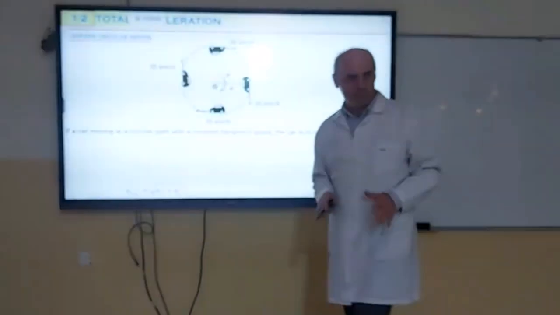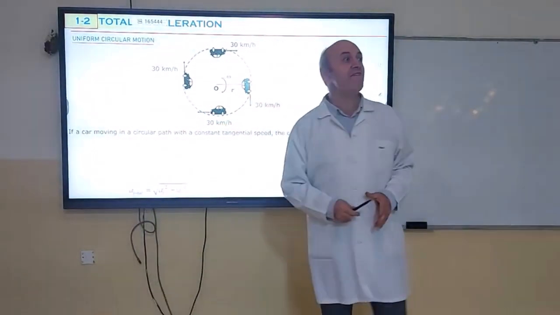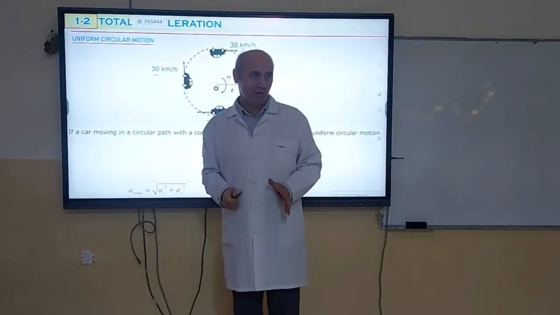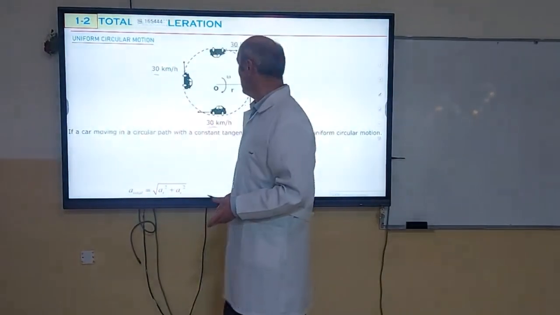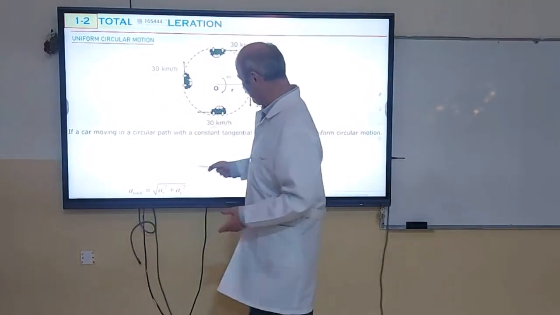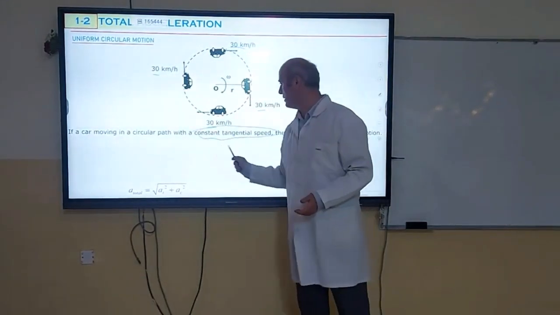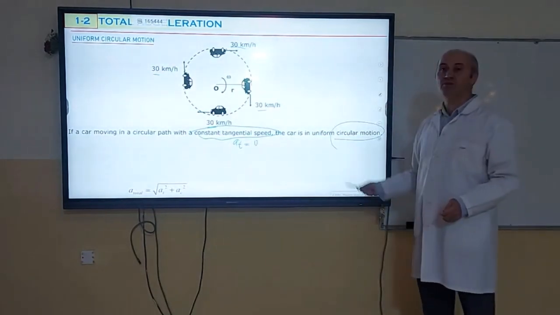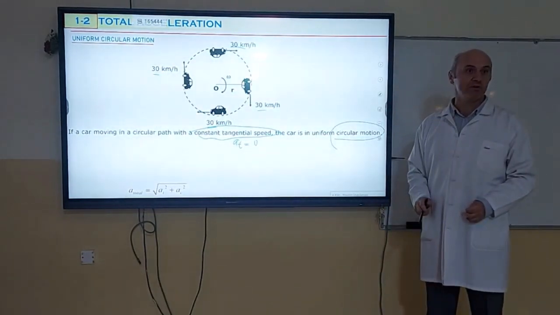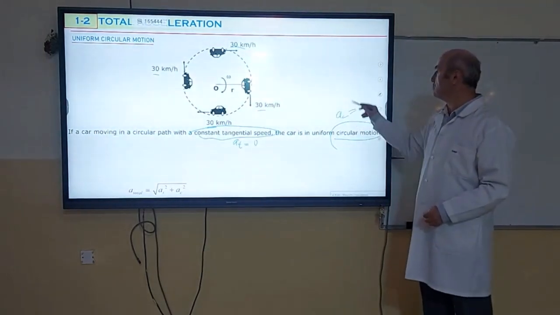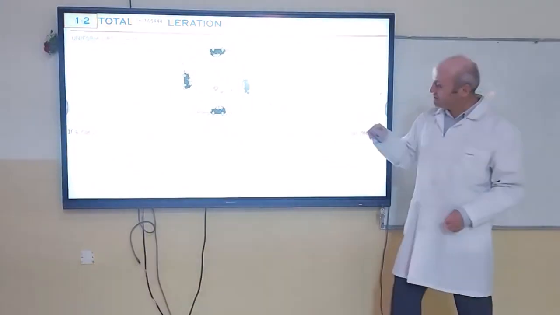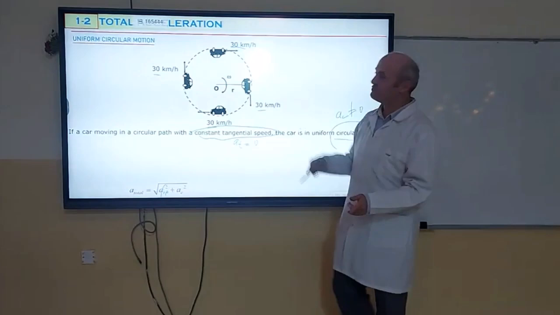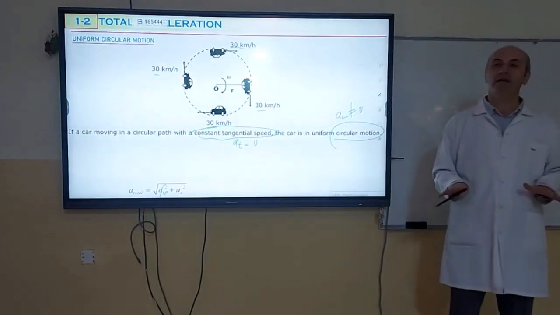And uniform circular motion, we define that. What is uniform circular motion? If an object moves in a circular path with constant tangential speed, this motion is called uniform circular motion. If tangential speed is constant, what does it mean? AT must be equal to 0. But AC can never be 0 in circular motion because direction continuously changes. That's why in total acceleration, you are going to write AT as 0, which tells you that in uniform circular motion, total acceleration is equal to only AC.